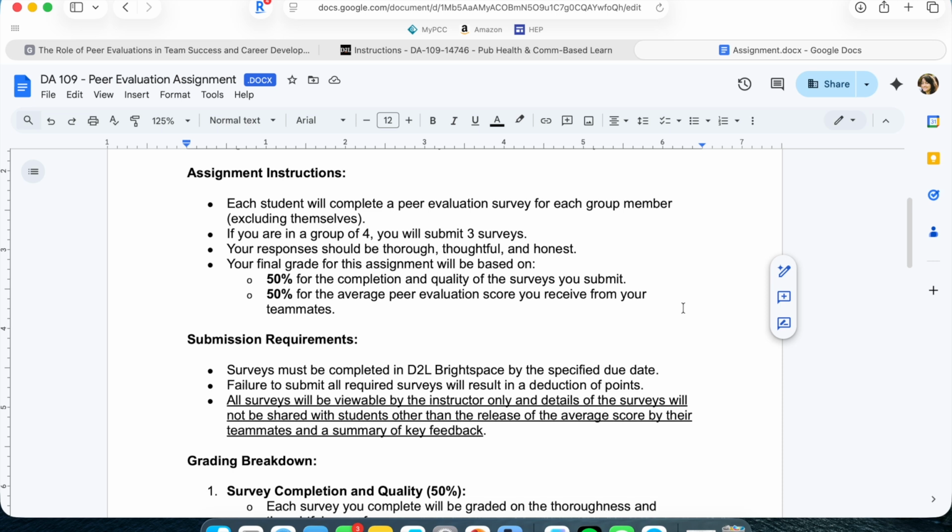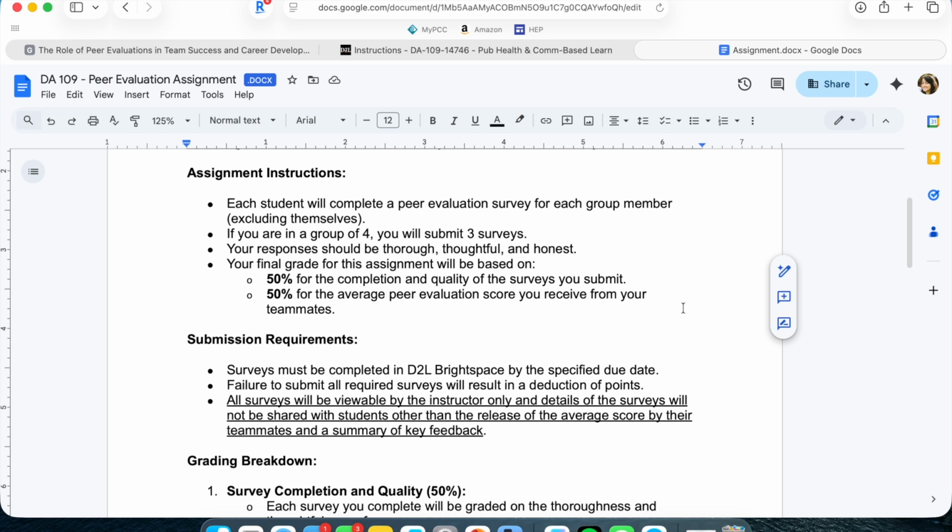So the instructions for the assignment: everyone's going to complete a peer evaluation survey for each group member, but not yourself. So you're not evaluating yourself, you're only evaluating your teammates. If you were in a group of 4 people, you are going to submit 3 surveys. So 1 survey for each group member, and you have to do an individual survey for each person. You can't just do 1 survey that covers everyone.